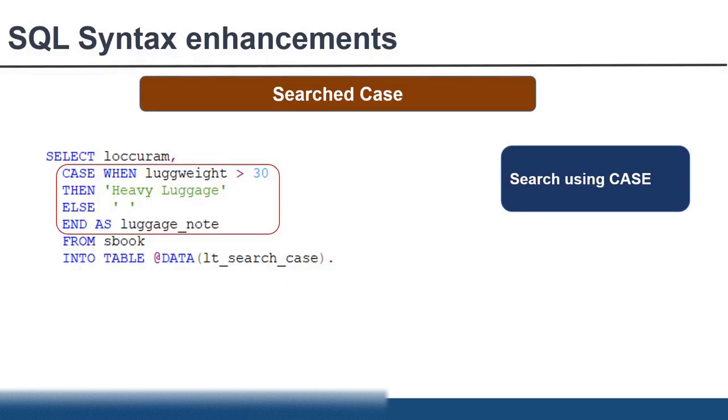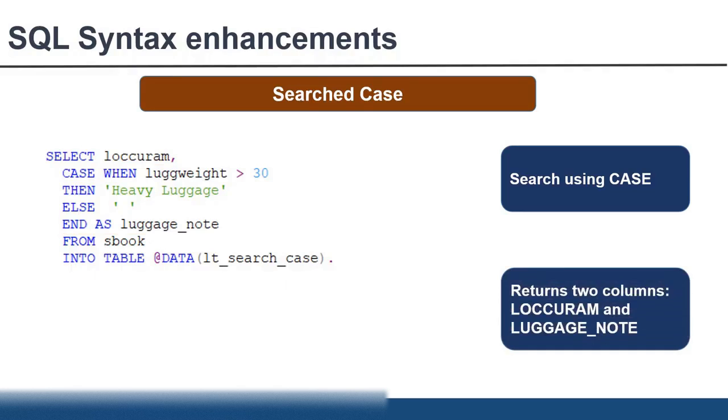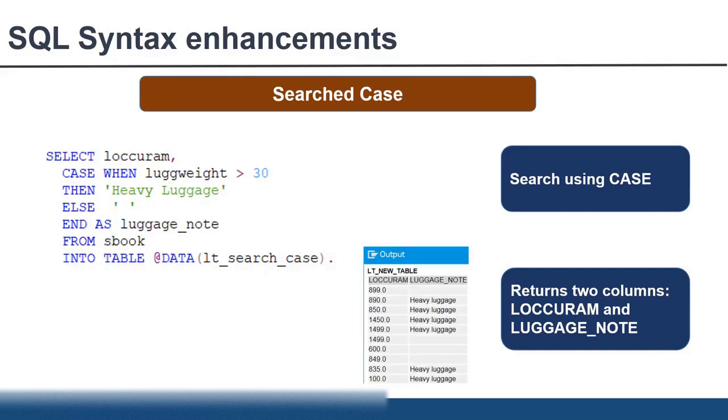In this case, if the field luggage weight, whose value is read from the table, is greater than 30, then it passes a literal heavy luggage, else passes a space to a custom field luggage note. So finally, the internal table in this example will have two columns, luggage note and locker. Locker will contain data from the table, and luggage note will have the data from the case statement.